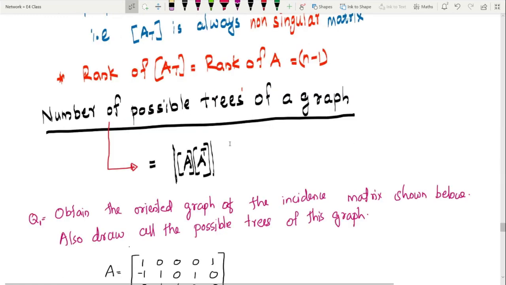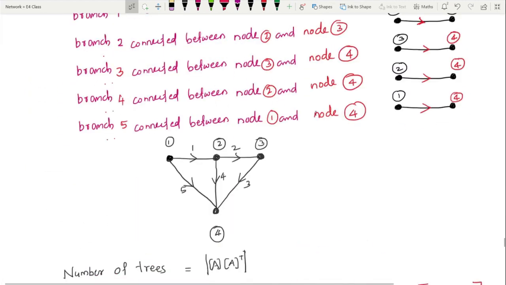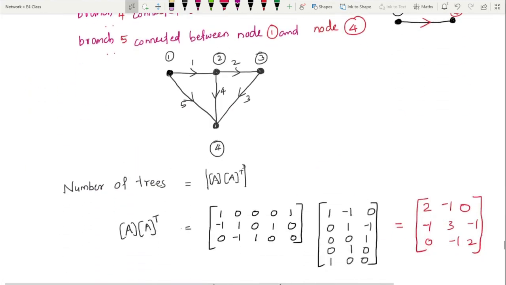We already found the relationship between the number of possible trees and the reduced incident matrix. So the number of possible trees of this graph can be obtained by means of this expression, the determinant of the product of A into A transpose. This is our A matrix and the transpose is this one. When we find the product of A and A transpose, we can obtain this matrix.